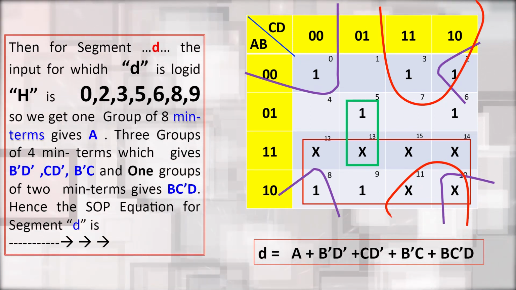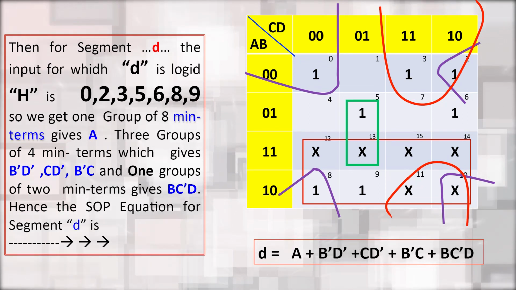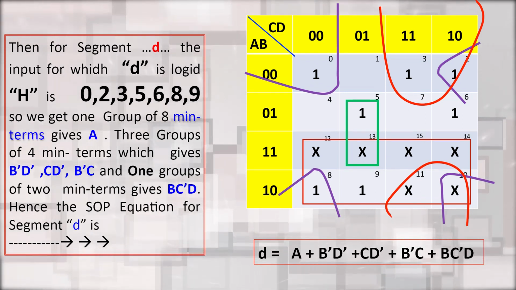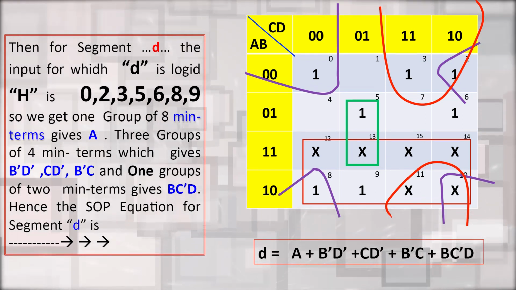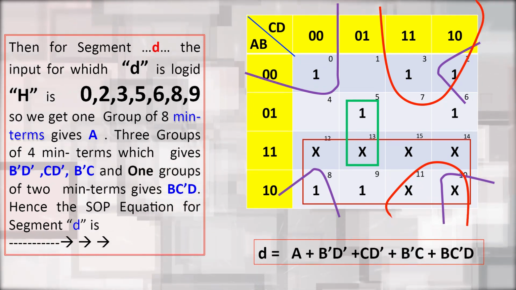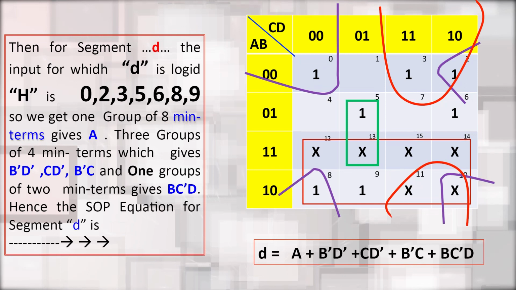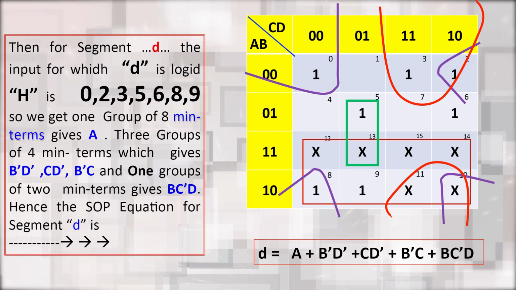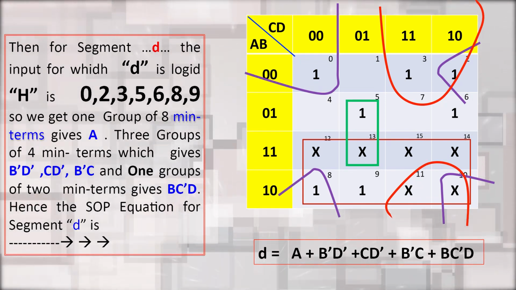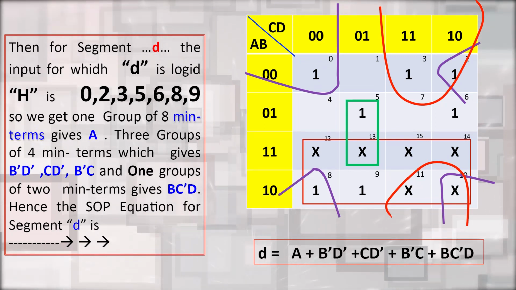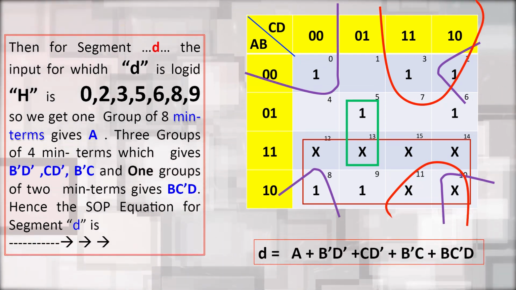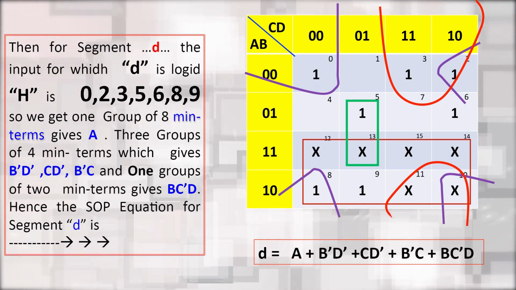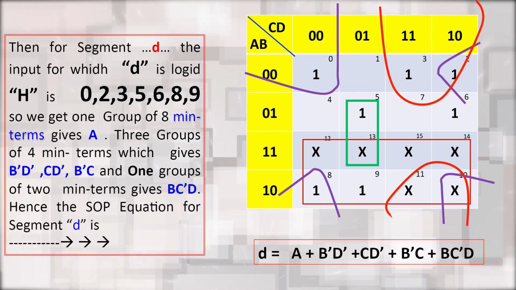So, we get one group of 8 minterms that gives A, and 3 groups of 4 minterms that give B bar D bar, C D bar, B bar C, and one group that gives B C bar D. Hence, the SOP equation for segment D is A plus B bar D bar plus C D bar plus B bar C plus B C bar D.